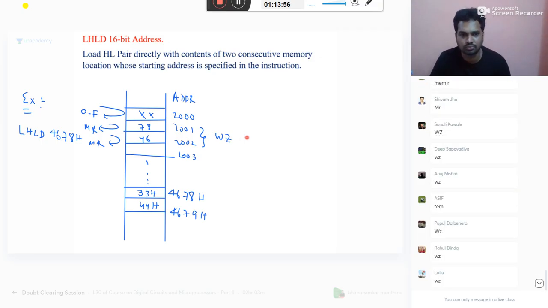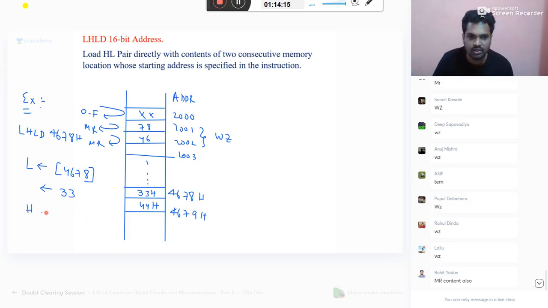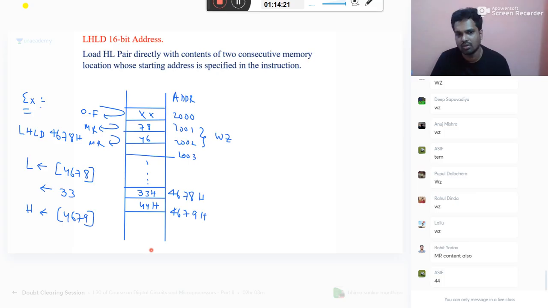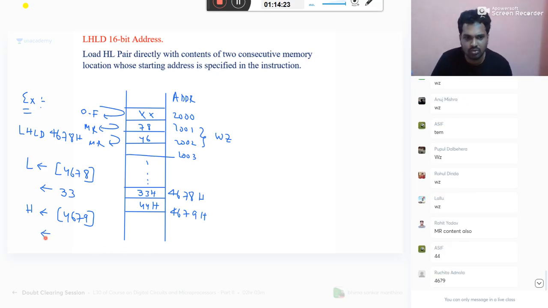Now L is copied with the contents of 1678. That is, the WZ value here is 1678. Now 33 will come. Then H will be copied with the next value. Its next value is what? 1679. At 1679, what is the number you have? 44.